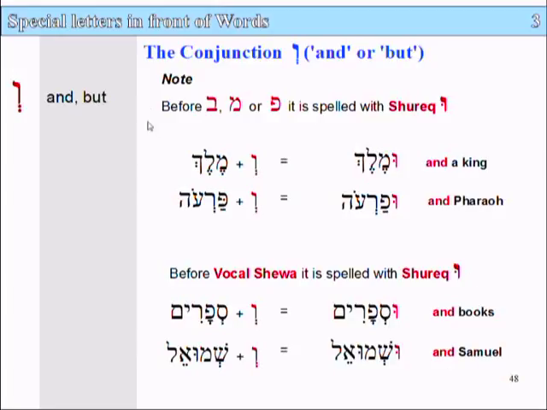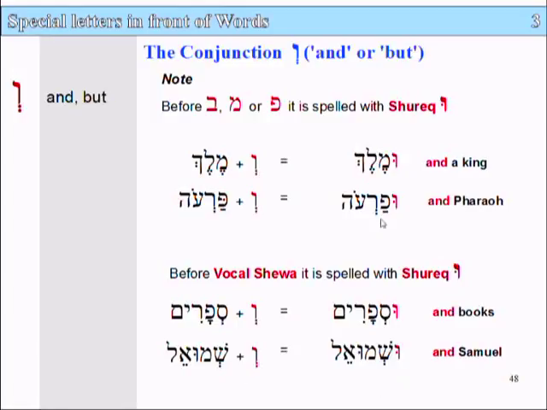So the vav means and when added in front of words, but if in front of the bait, the mem, or the pay, it changes from a v sound to an oo sound, but it still means and. And it also changes from a v to an oo sound if in front of a word beginning with a vocal shiva. That's these two vertical dots underneath the first letter of the word. The vocal shiva again has a very short e sound. So this is Sefarim or Shemuel. That's got a very short e sound there.